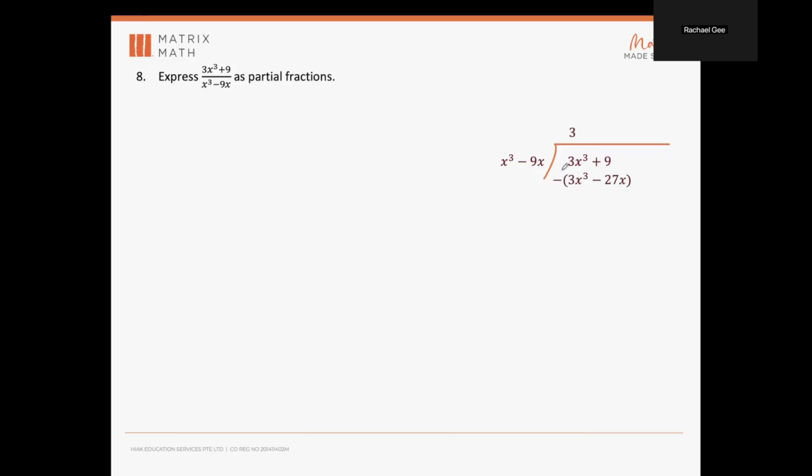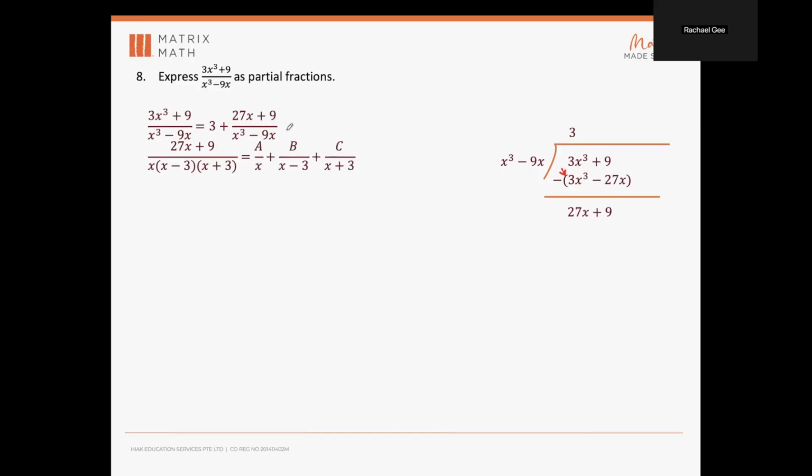So minus, and remember to put a bracket here because you need to subtract more than one term. When you open up the bracket, this will become negative, this will become positive. That's why over here is positive 27x. Then this will be this. We'll be doing partial fraction based on this part only, because 3 is a whole number. We don't need to touch the 3, but we need to put it back at the end.